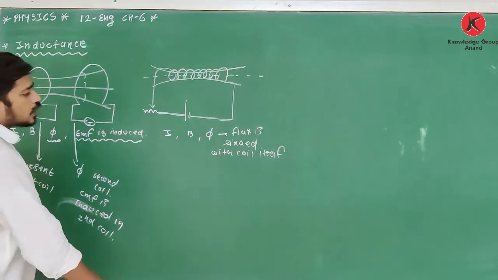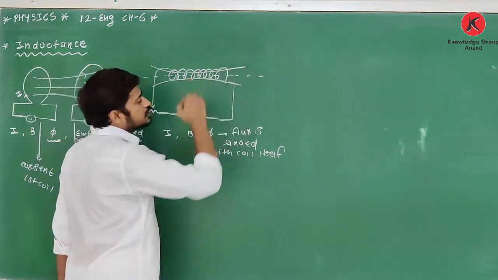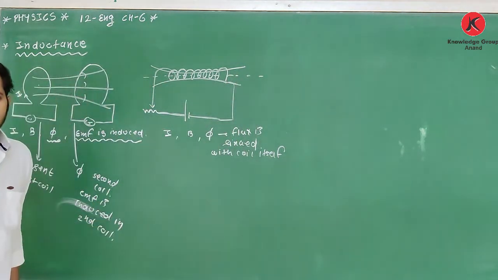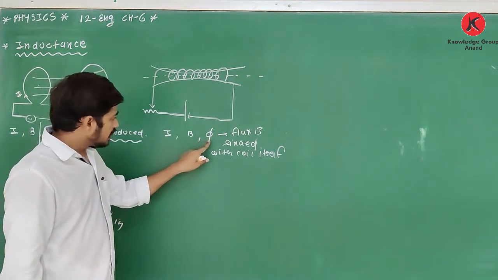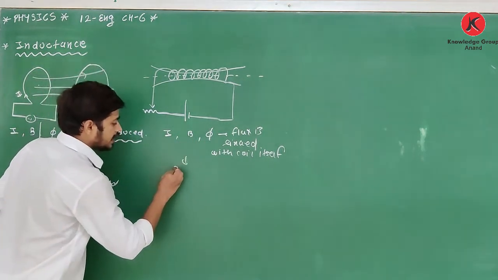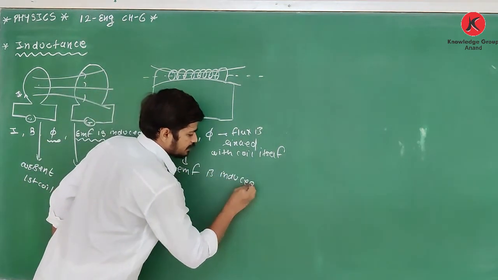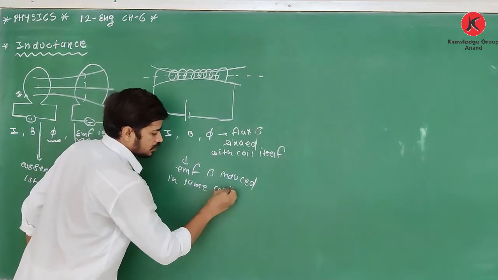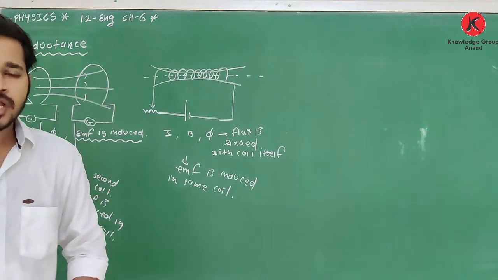While in this case, what happens? Current is flowing in this coil, magnetic field is produced in this coil, and flux is also linked with this coil itself. If there is a change in current, there is a change in magnetic field, a change in flux, then EMF is induced in the same coil. So in these two cases, the concept is the same.